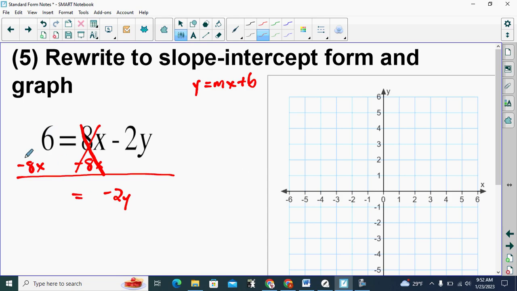On this side, I have 6 minus 8x. Those are not like terms, so I cannot combine them. You could write it as 6 minus 8x, but usually in slope-intercept form, we put the x first. So let's put the minus 8x first, and then I've got positive 6, so plus 6.